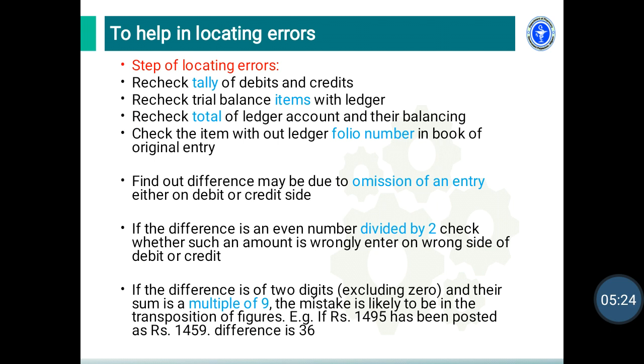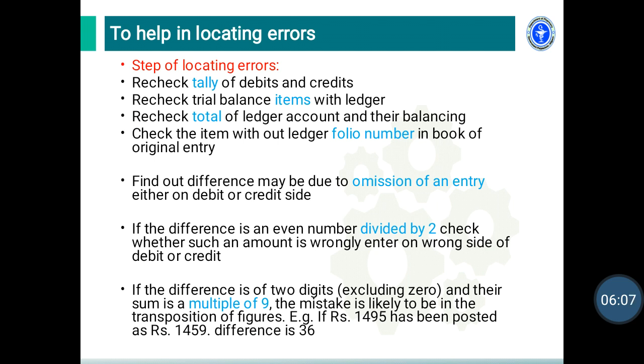The next one is to check the items without a ledger folio number in the book of original entry. Sometimes due to a mistake, some entries remain without a folio number. At that time, this type of error may occur. Then, next is to find out whether the difference may be due to the omission of an entry either on the debit or the credit side. That means one entry is on the debit side, but due to some mistake, the same entry was forgotten on the credit side. At that time, this type of error may occur.